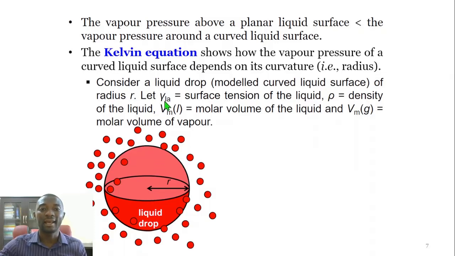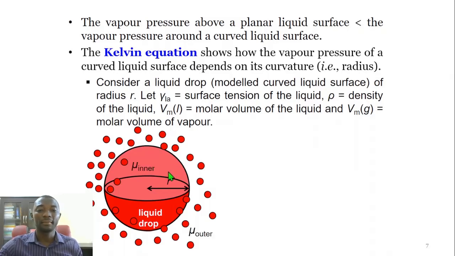Let γ_LA represent the surface tension of the liquid, ρ the density of the liquid, V_m(l) the molar volume of the liquid, and V_m(g) the molar volume of the vapor.